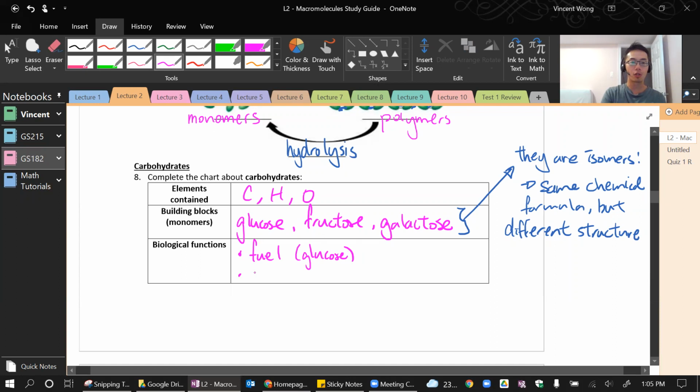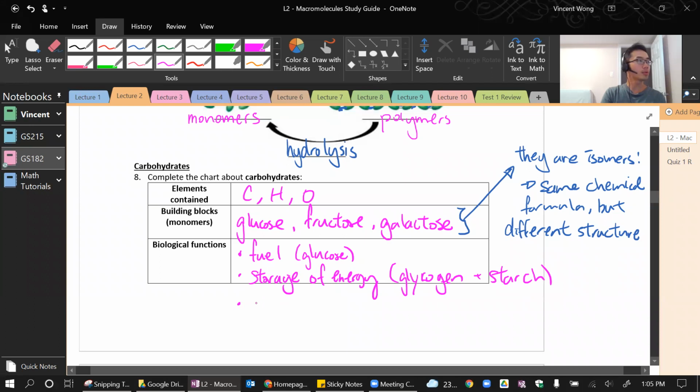We can use it for storage of energy. So for animals, for humans, we will store it as glycogen. And then for plants, they will store it as starch.